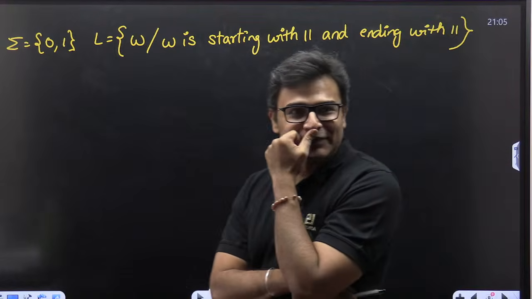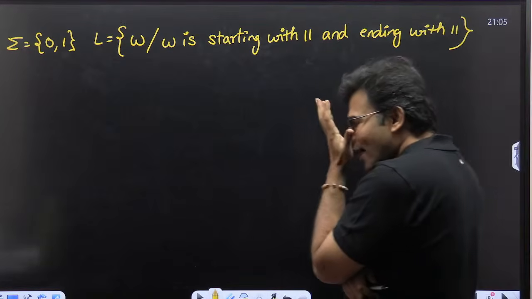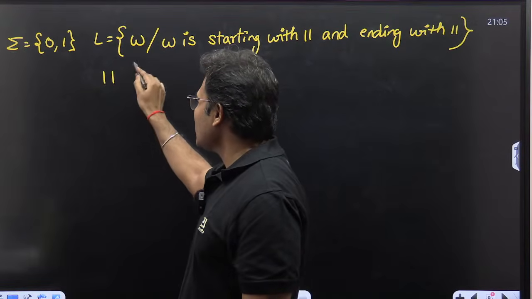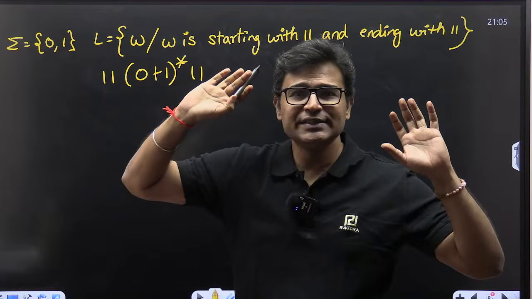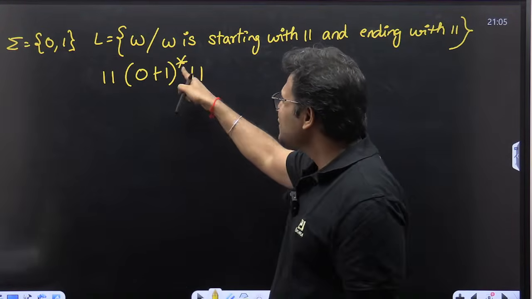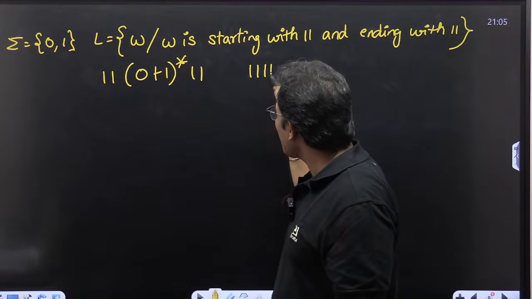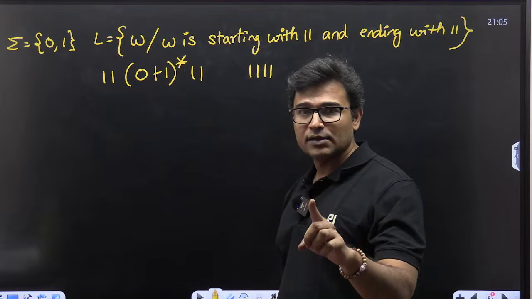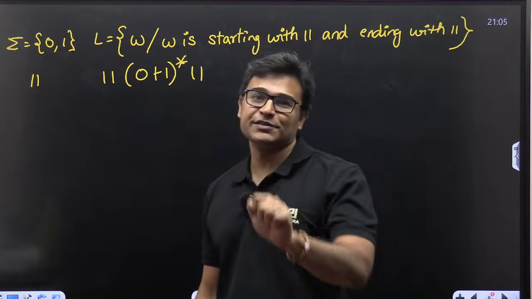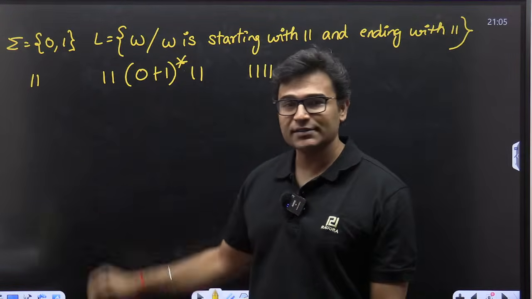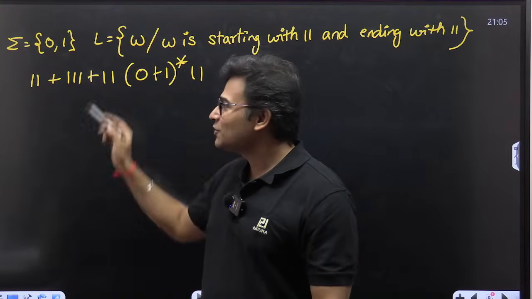Okay. Yeah, let me answer then. So the silly mistake you have done is, everyone has given this: starting with 11 and in between there can be anything and ending is 11. Okay guys, this is fine. If I put a 0 here in place of star, what is the minimum string I am getting? The minimum string I am getting is 4 ones. But 11 starts with 11 and ends with 11, guys. That is not there in this. Similarly, 111 starts with 11 and ends with 11.